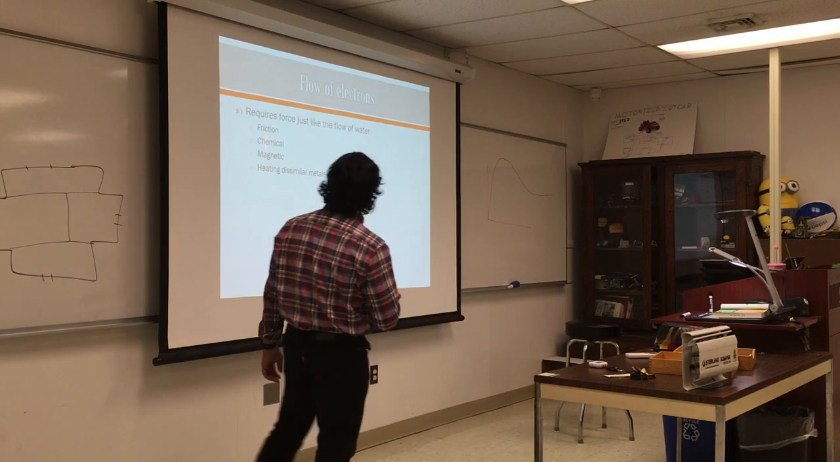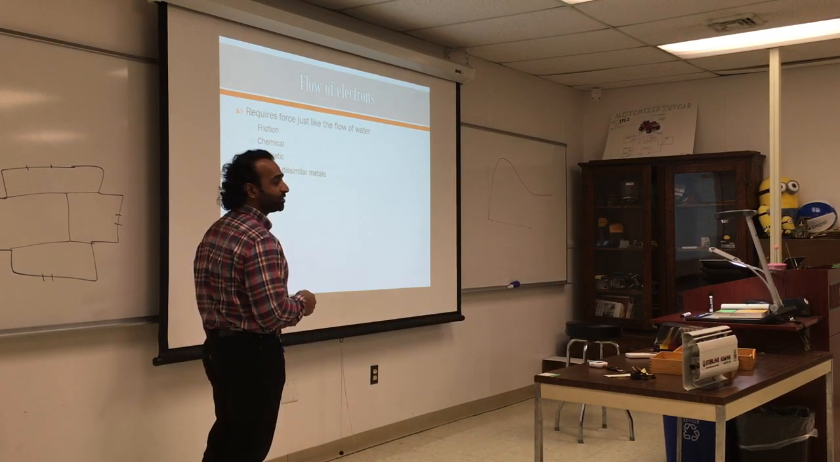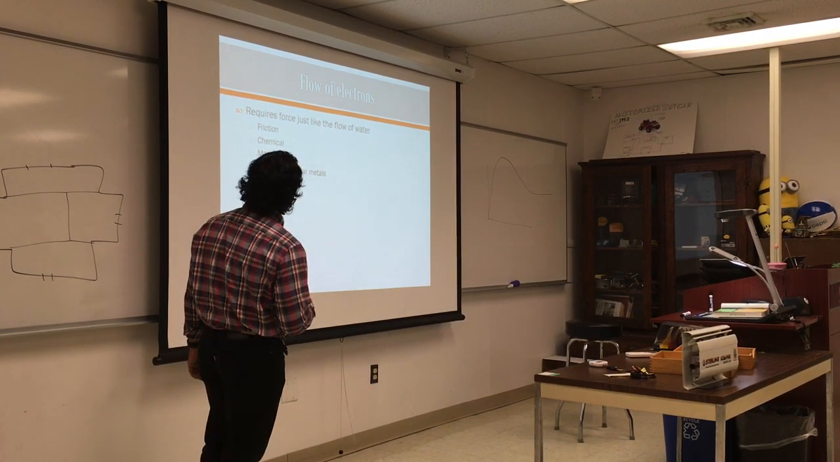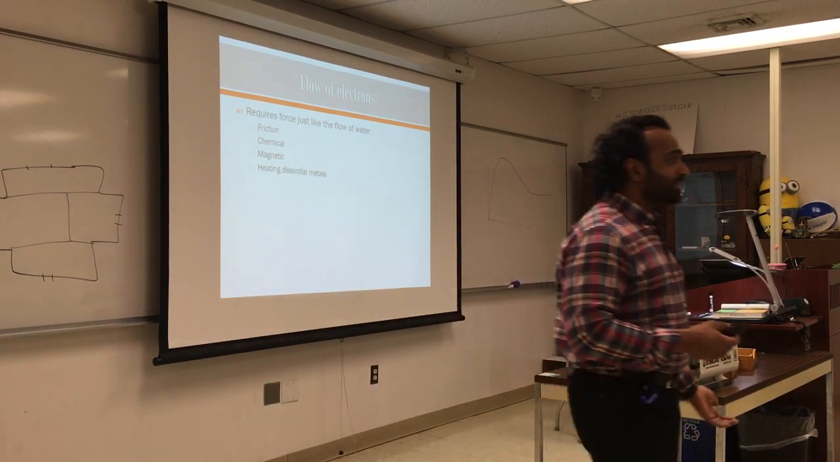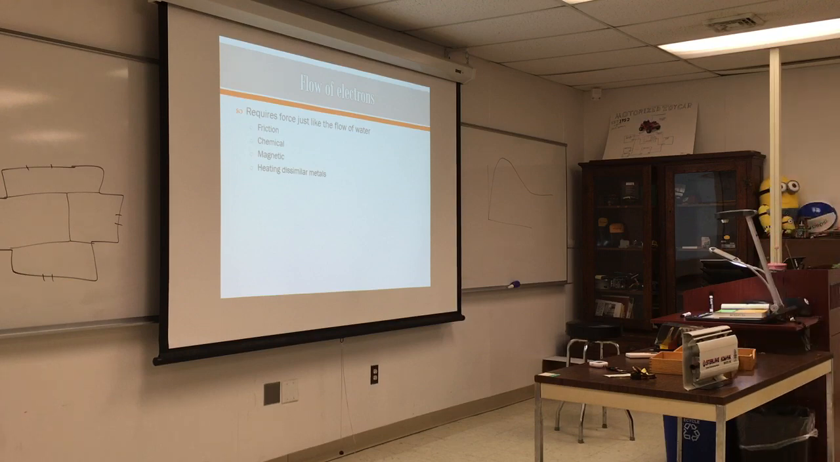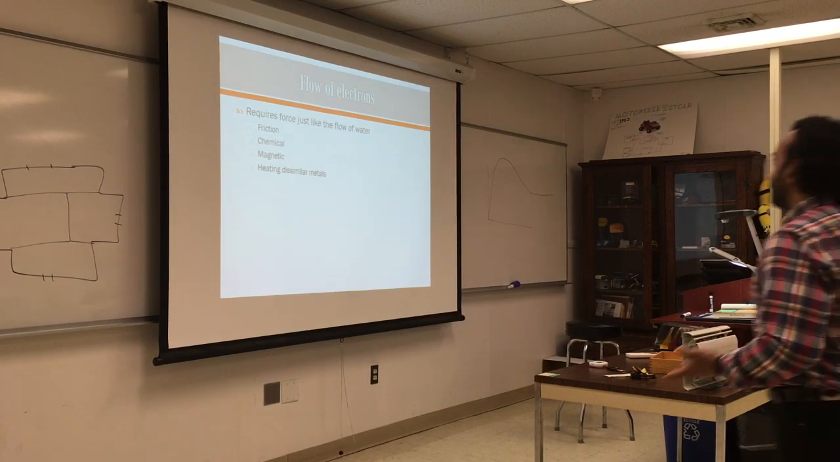Good question. These are the 4 main ones to generate electricity. Okay. Friction. Friction is not reliable. Why? Because there is no flow. It's like static electricity. One touch and it's gone. There's no flow. It's only discharging a charge.